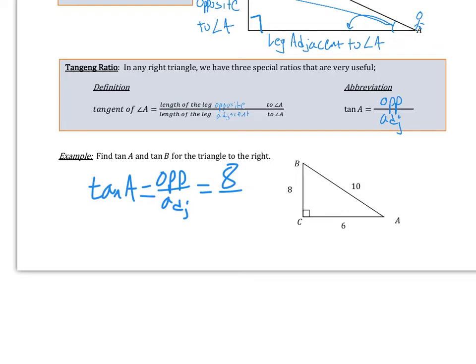Whoops, I can't write. 8 over 6, which simplifies to 4/3. Always want to simplify our fractions. Okay? So we got 4/3.